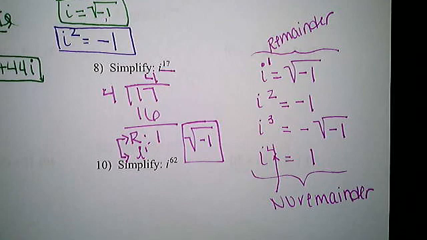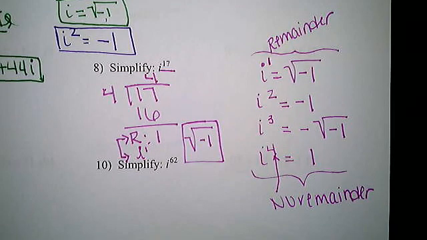So if it divides by 4, it's I4, because it's 4. I1 is if it's got a remainder of 1. I2 if it's a remainder of 2. I3 if it's a remainder of 3. If it divides by 4, you can remember the little 4.